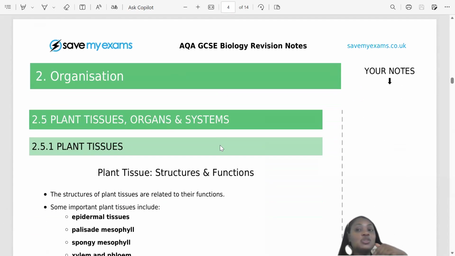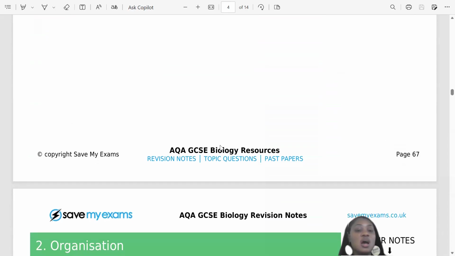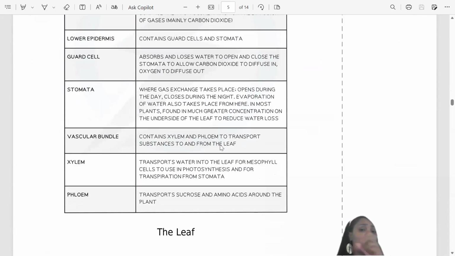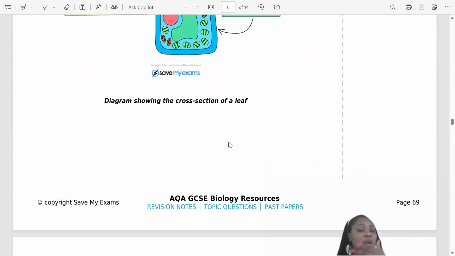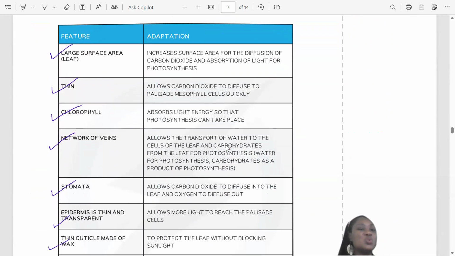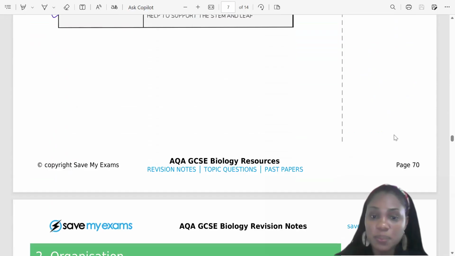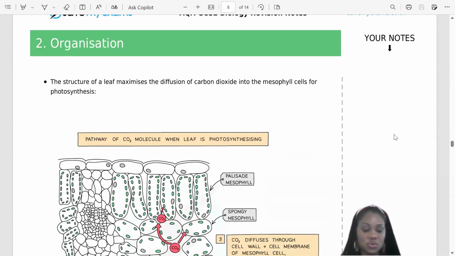So the rest of the handout, guys, has some additional notes about the structure of the leaf, which we already wrote. It shows you the leaf. So a lot of this is just additional notes, right? I always like giving you extra reading.